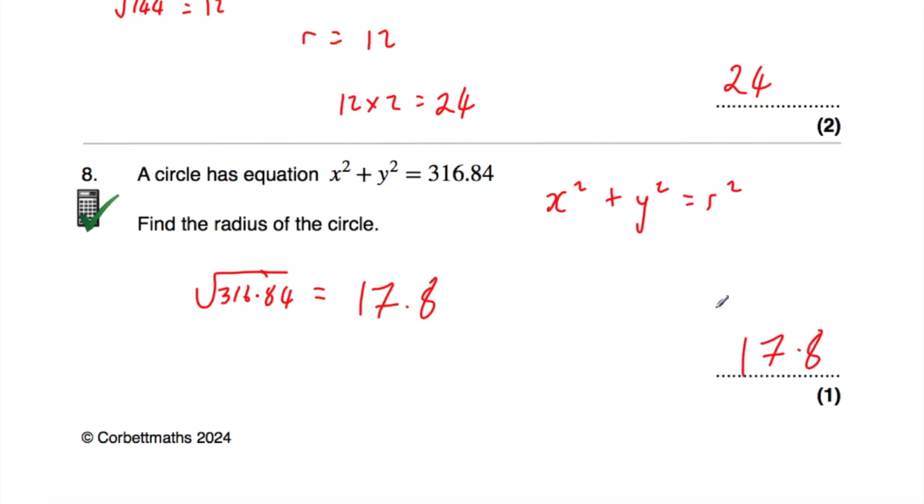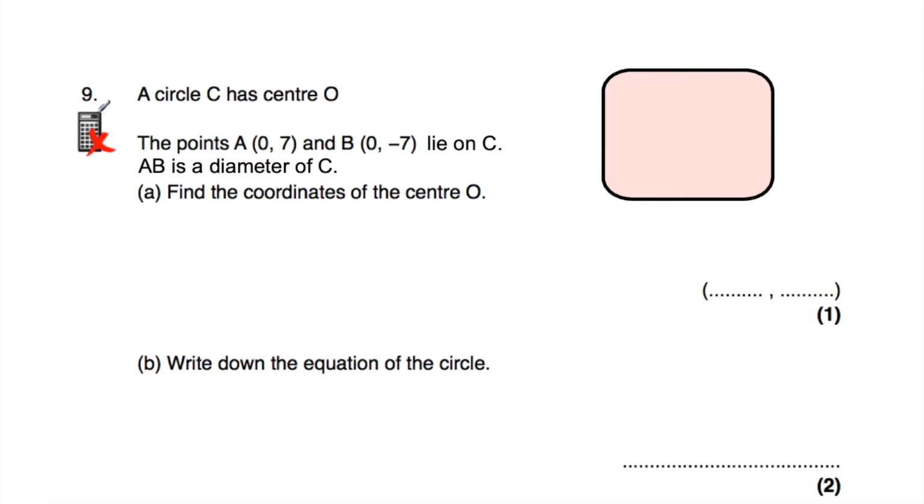So that's the radius of the circle, 17.8. If you're asked to find the diameter of the circle, you would double that. If you're asked to find the area of the circle, you would use this in pi r squared. If you're asked to find the circumference of the circle, you would double that to get the diameter and then multiply by pi and so on. But in this question, we're just asked to find the radius of the circle, so that's it, 17.8. Okay, let's have a look at our next question, question number 9.